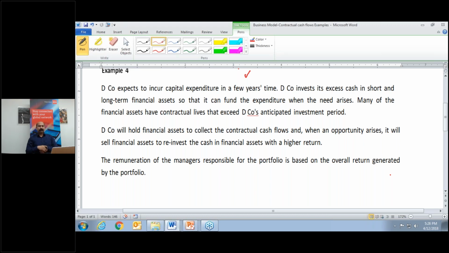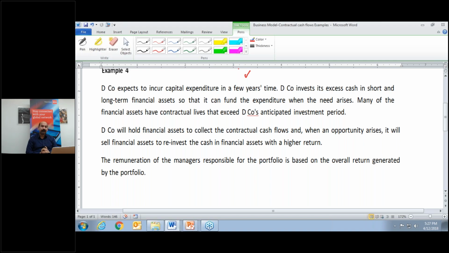Whatever you answer, if we just look at the scenario, we will find that the objective of E company is to hold the financial assets to collect contractual cash flows. Selling financial assets is only incidental to E company's business model. So this was the situation in case of E company's business model.